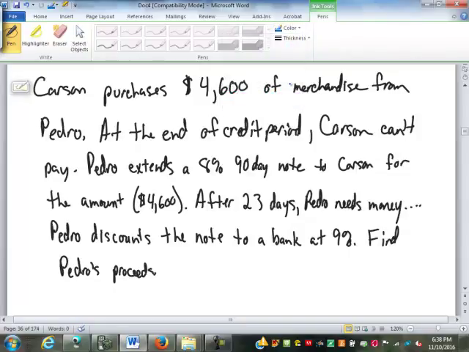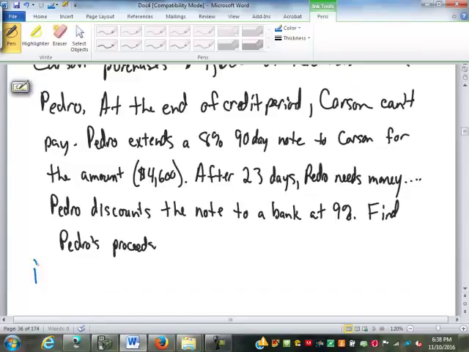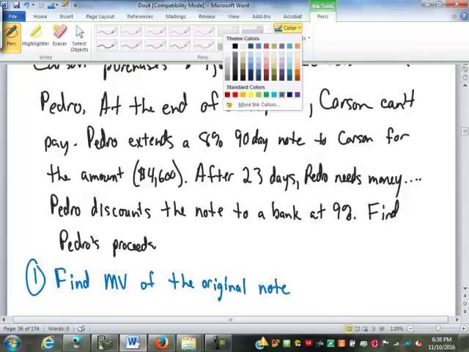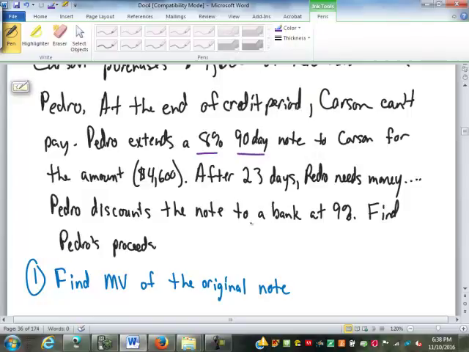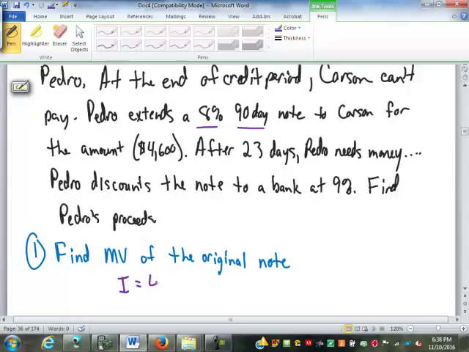So step one of this process is to find the maturity value of the original note. Well, the original note was $4,600, but that was a simple interest note. Simple interest-bearing note. So we still have to add the interest. It was 8% for 90 days. So we got to find the interest on that 4,600 times 0.08 times 90 over 360, which is what, $92? Somebody figure that out. Let me know.